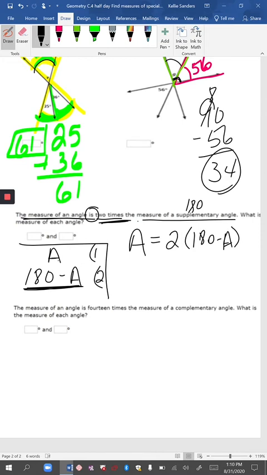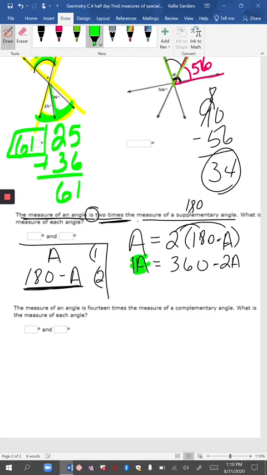Now we're going to have to do a little bit of math. I know it's been a while. We're going to bring this A down. We're going to put a 1 in front of it. We're going to distribute this. 2 times 180 is 360. 2 times negative A is negative 2A.